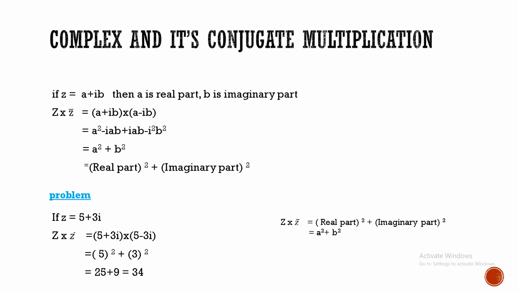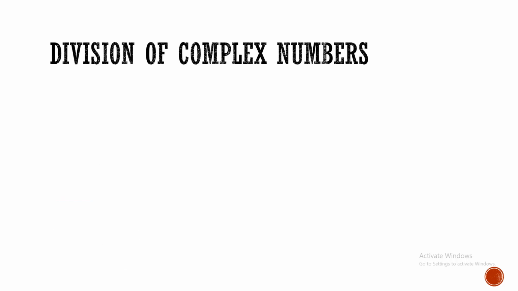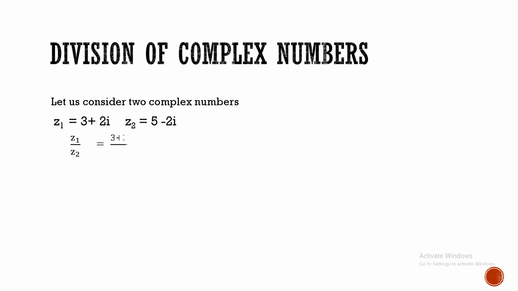Now let us go to division of complex numbers. How to divide a complex number by another complex number. Let us consider again two complex numbers. Let the first one be z1 is equal to 3 plus 2i and z2 is equal to 5 minus 2i. Now let's try to find z1 by z2. Now the problem is how to do this, how to divide.